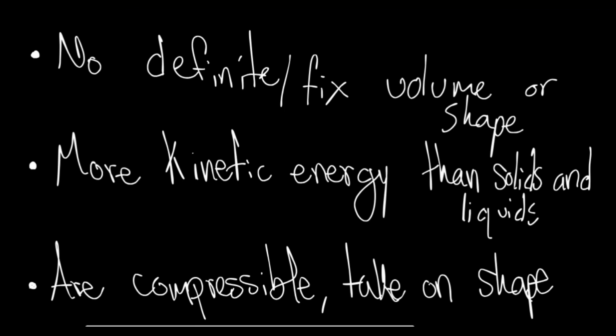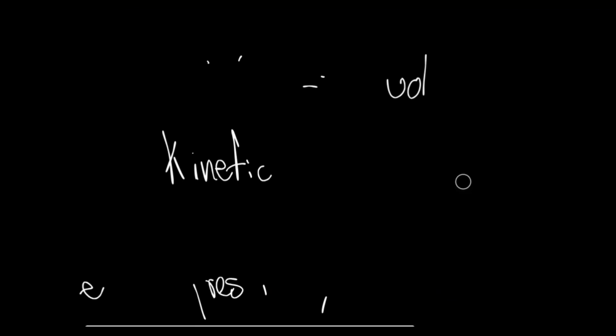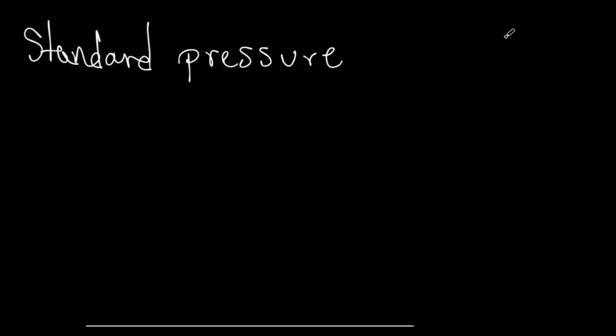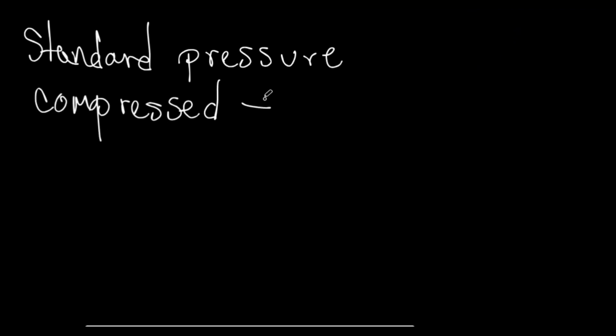Now that we have understood the three components of the kinetic molecular theory and that we understand the four different gas laws, let's look at some examples. Okay, so in this example, we're told that a sample of gas at standard pressure is compressed to a smaller volume. What would happen to the pressure of the system? Assume all other variables are held constant.